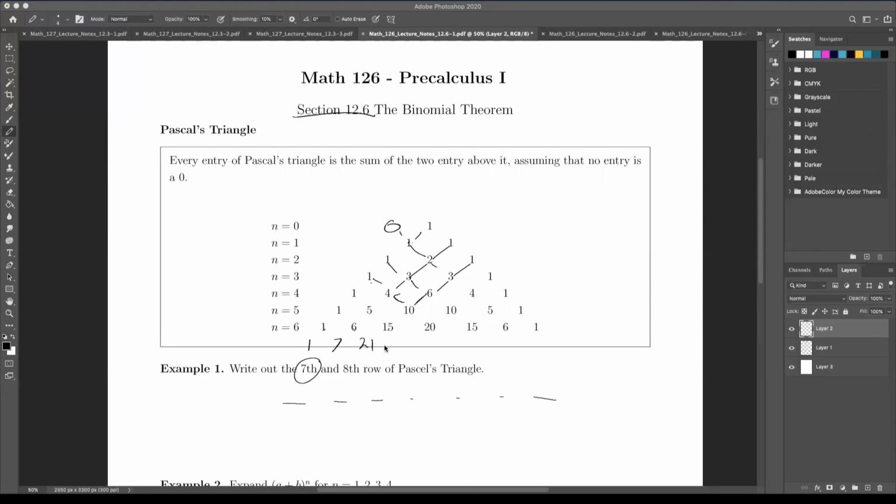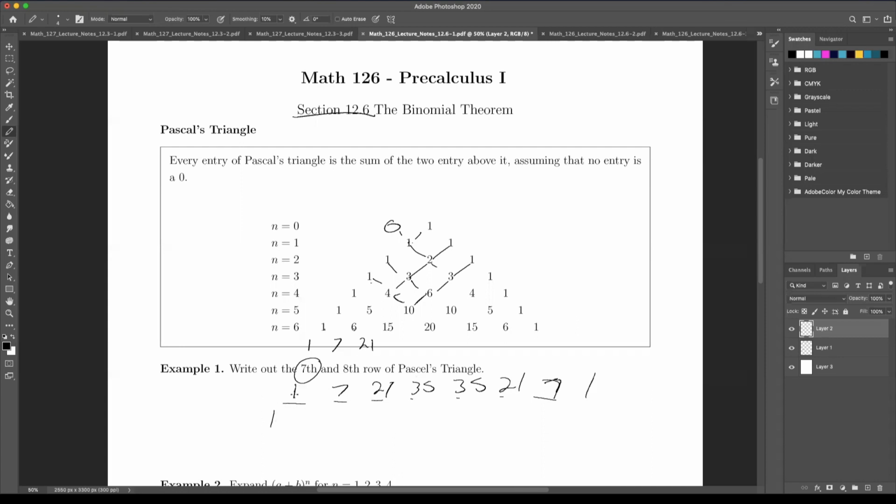Perfect. So here we're going to have 1. Here, I'll just write it down. Here, we'll have 1, 7, 21. These will give you 35. This will give you 35. This will give you 21 again. And notice once you get to the halfway point, you can just copy the numbers back.